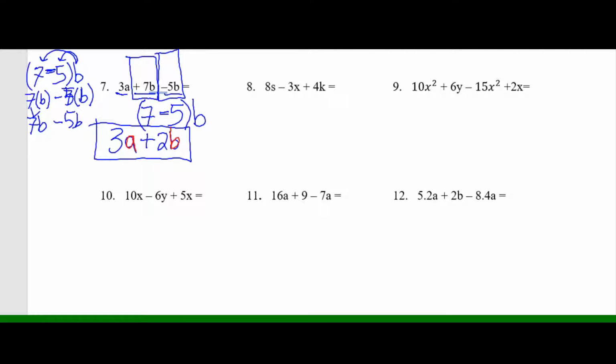The next one, we're going to combine our like terms here, but I noticed that this variable term has an s, this variable term has an x, and this variable term has a k. So since all of the variable terms have different variables, you have to leave it because there are no like terms.